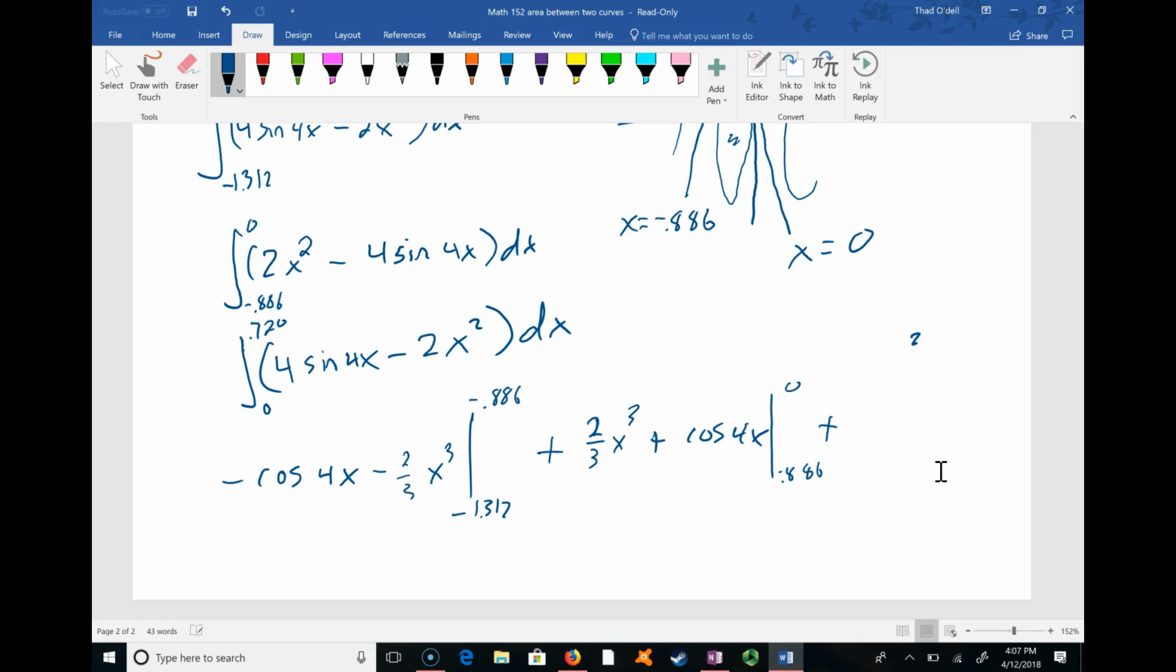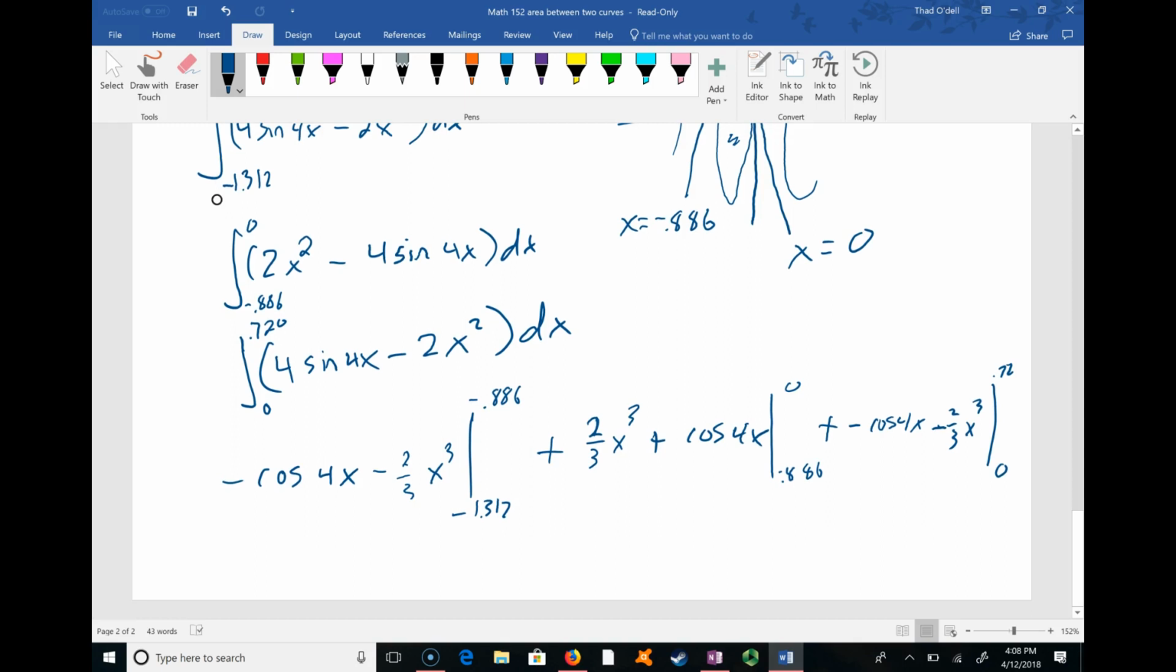And then last, but certainly not least, we'd integrate that thing, and that's going to look just like the first one. So that would be minus cosine 4x and minus 2/3 x cubed, and I'm evaluating that from 0 to 0.72.